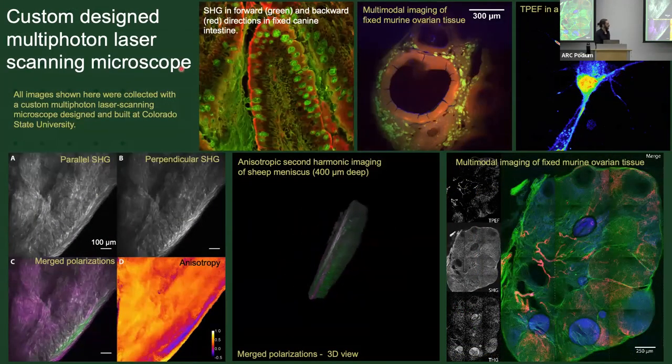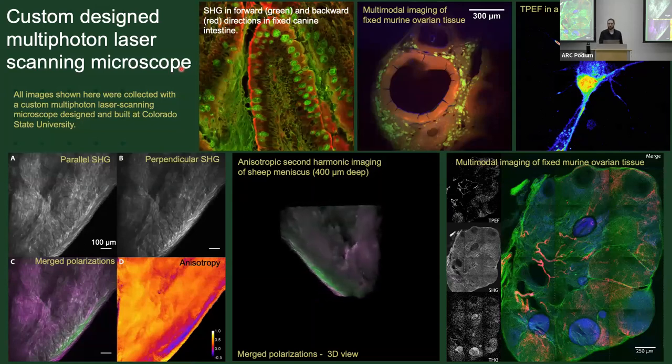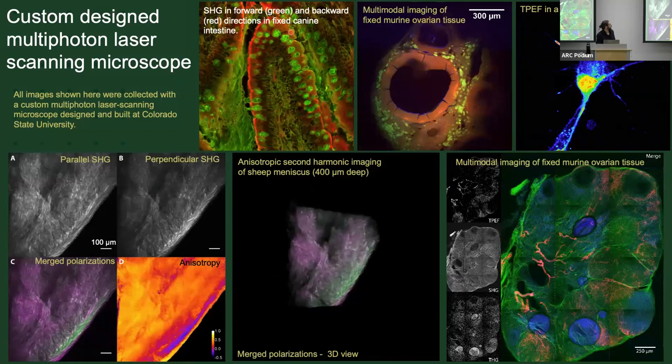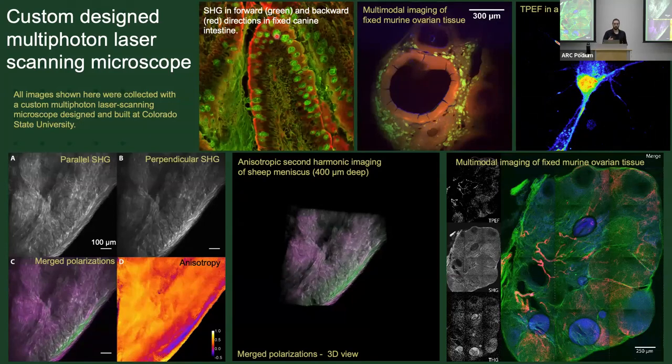So we've talked about two photon fluorescence. We've talked a little bit about second harmonic generation. We haven't gone into detail on what that is, but I'll show some examples now of second harmonic generation, third harmonic generation and two photon fluorescence. This image is canine intestine. This is fixed tissue. The green is second harmonic generation measured in the forward direction, meaning co-propagating with the illumination laser. And the red is measured in the epi direction, meaning that it's counter-propagating to the illumination laser.